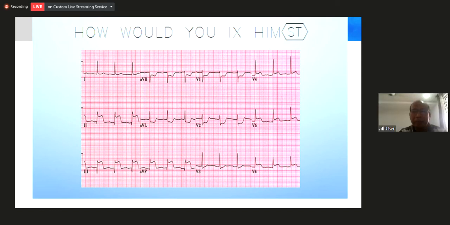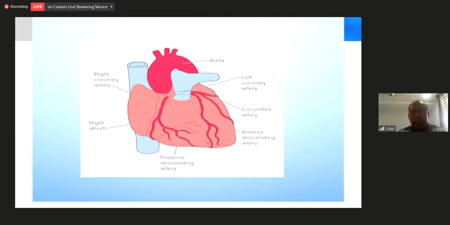Next slide. In this case, we know already from the ECG, leads 2, 3, aVF, which look at the right side, that the lesion will be in the right coronary artery. Okay.